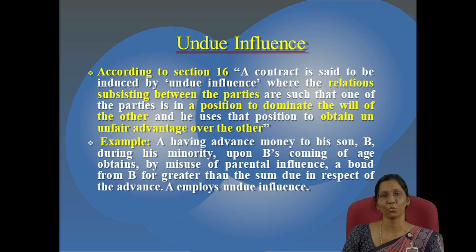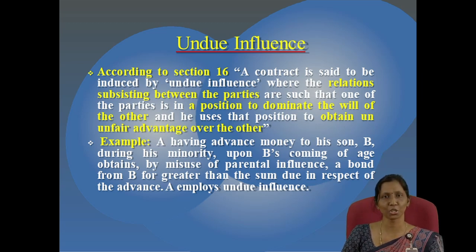A employs undue influence. After B attains the majority, he is exploiting A, that is his father, for more money. He is not giving back the money to A. So in this case we can say A employs undue influence. The money should be paid by B, that is the son, to the father. It only exists in a relationship, and only then can we say it is undue influence.